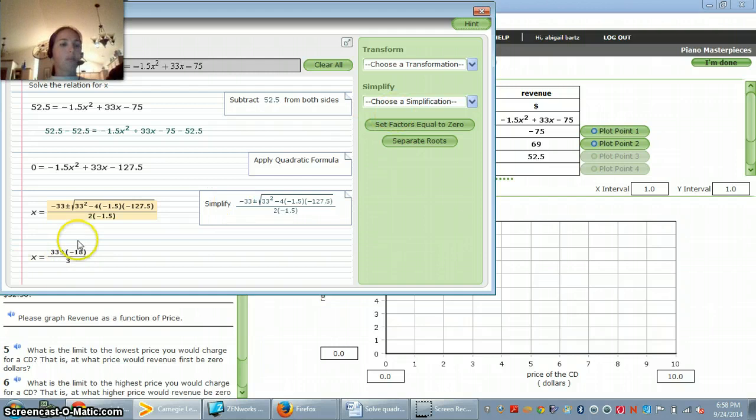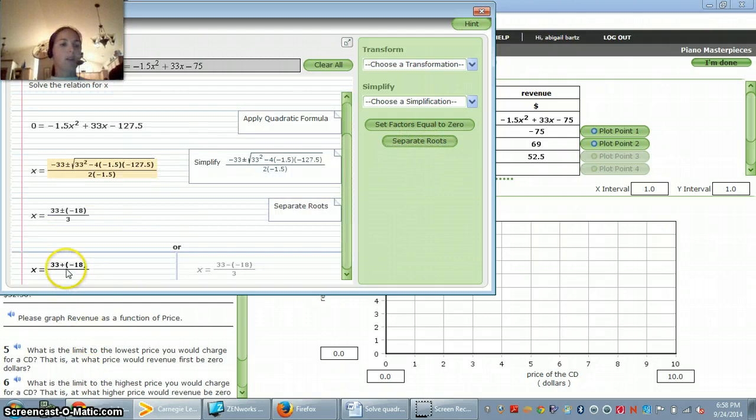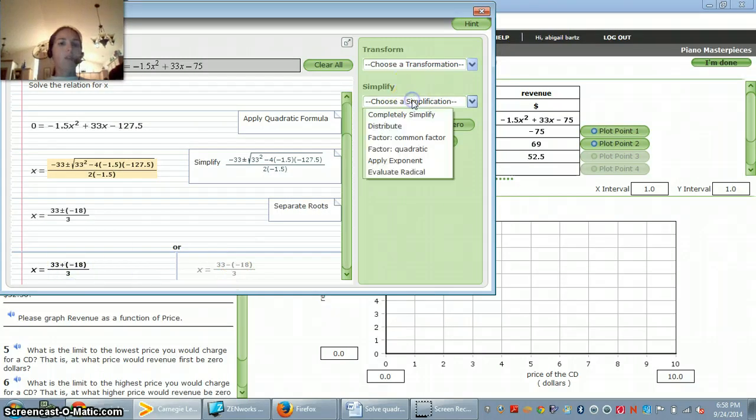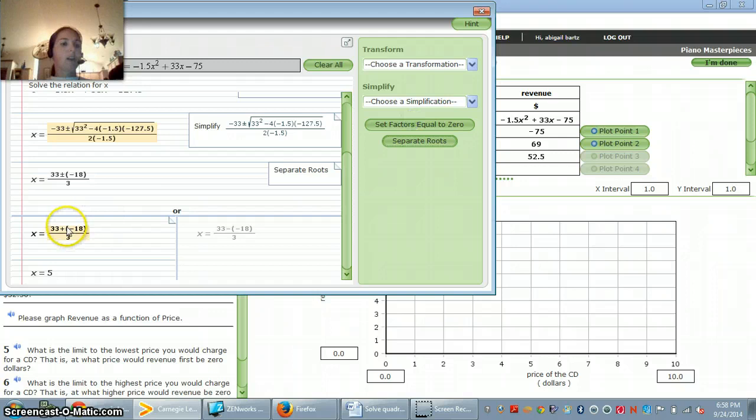Then because you're doing plus or minus, that's what that symbol is, plus or minus, you have to separate it into the roots, the plus root and the minus root. So this is the plus side, this is the minus side. And then again, if you're using the solver function, just hit simplify completely and it will do it for you like you're plugging it into your calculator. Click on this one and choose completely simplify, and you now have your two answers.